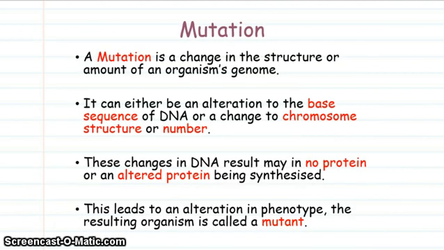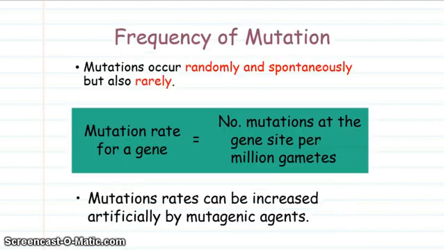So if we carry on and continue to look at mutations themselves, of course, a mutation is a change in the structure of an organism's genome. It can be as little as a change in a single base in the base sequence, or it can be a very major change in terms of chromosome structure or number. Any mutation may alter the protein being produced, or may result in no protein at all being produced. And any organism that possesses a mutation is, of course, a mutant.